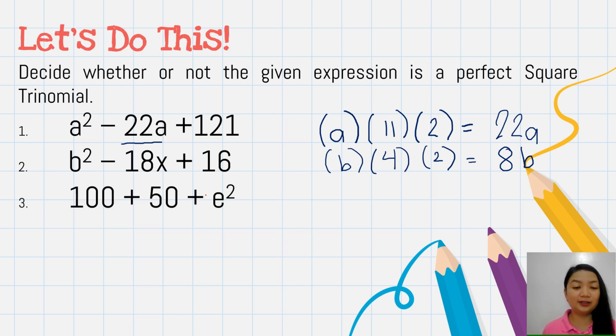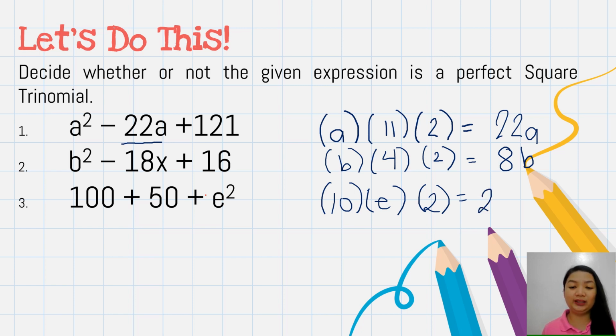How about number 3? 100 plus 50 plus e squared. We all know that the square root of 100 is 10 and the square root of e squared is e. So again, you multiply it by 2. So we have 10 times 2 will give us 20, times e will give us 20e. So again, the middle term is not the correct term, so therefore it is not a perfect square trinomial.